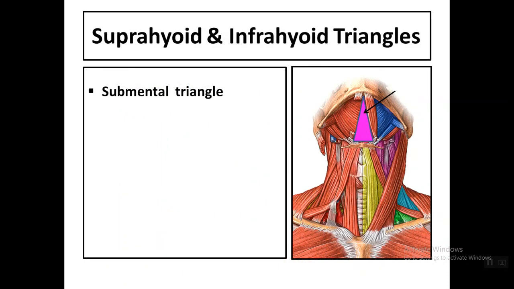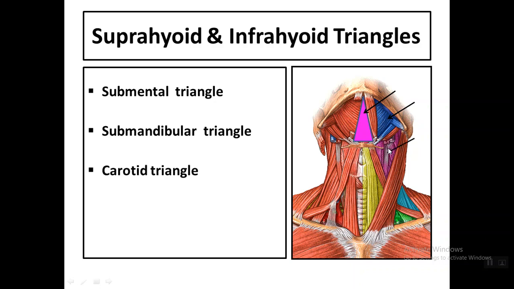Another classification: we can divide the triangles in the neck into a group that are above the hyoid bone, which we call the suprahyoid triangles, and the group of triangles that lie below the hyoid bone, which we can call infrahyoid triangles. So the suprahyoid triangles are the submental and the submandibular. The infrahyoid group of triangles is the carotid and the muscular triangle.